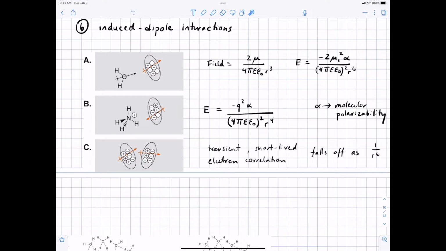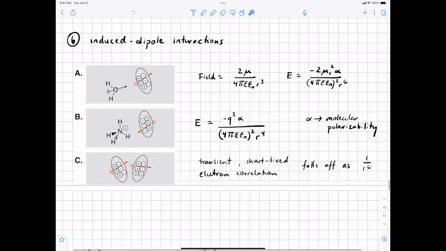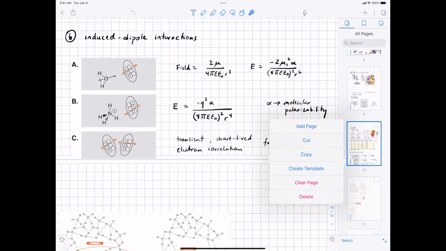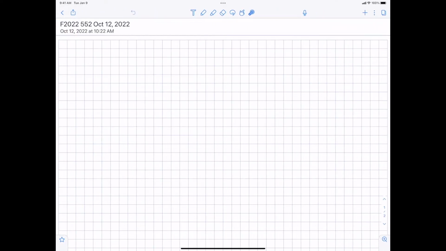Okay, so I want to talk about induced dipole interactions, because we haven't talked about what an induced dipole is. I guess I'll copy this and put it somewhere new.